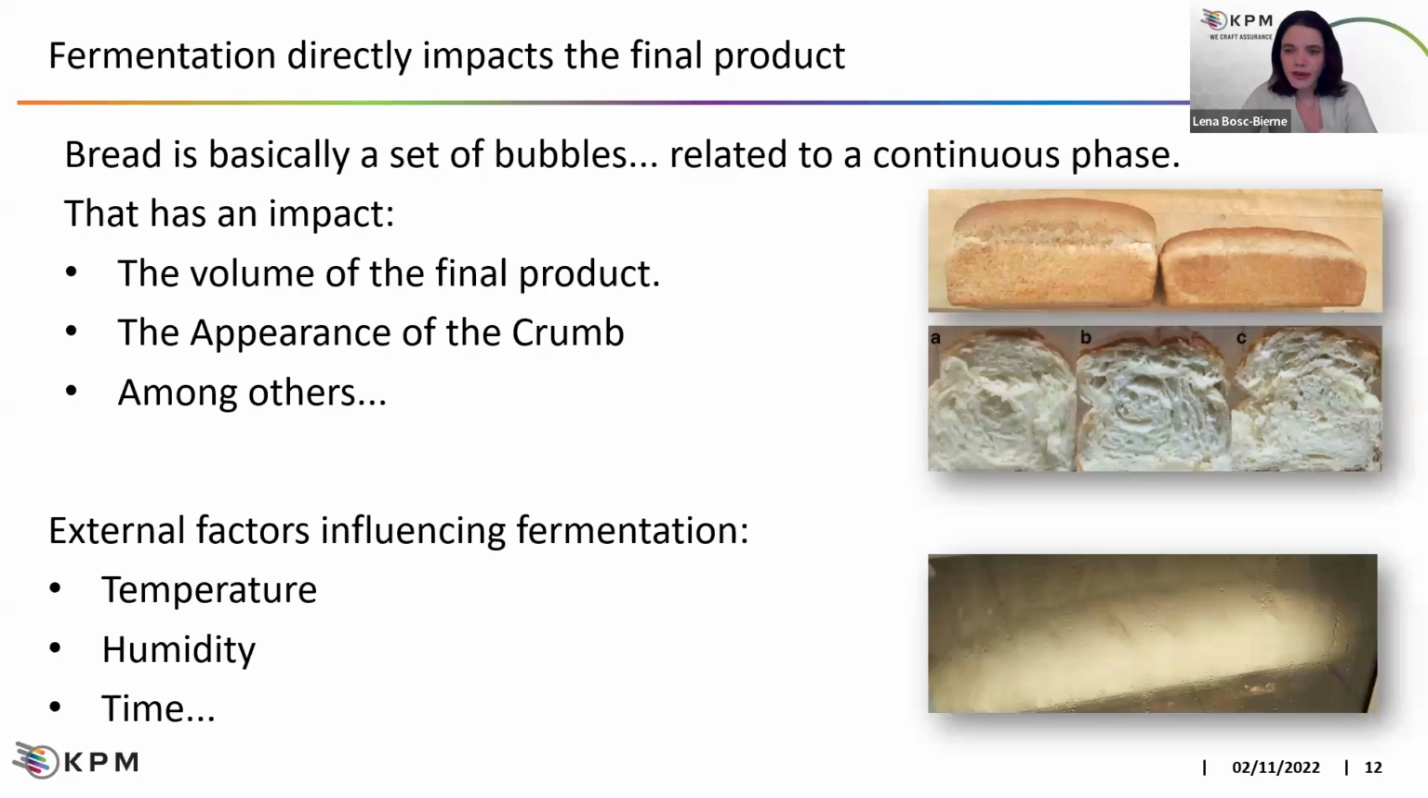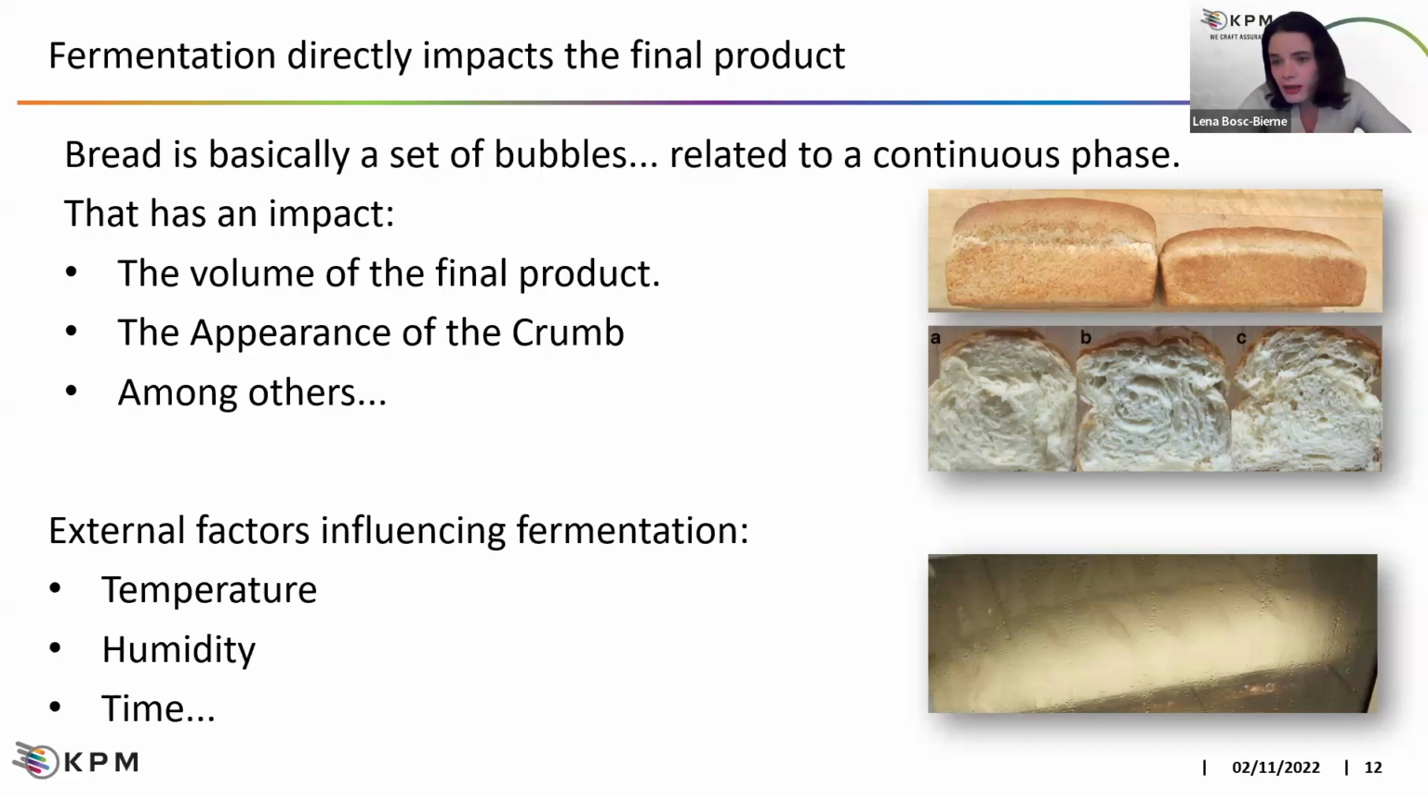If we think about it, it's very important, because what is a bread? A bread is just like a pack of bubbles connected together by a continuous phase made of gluten and starch. But this is just many bubbles together. So if you mess up the fermentation, that impacts the volume of the final product, the appearance of the crumb, and many other final product aspects.